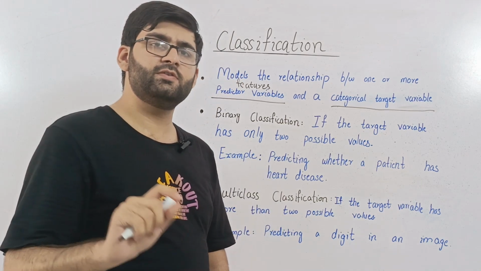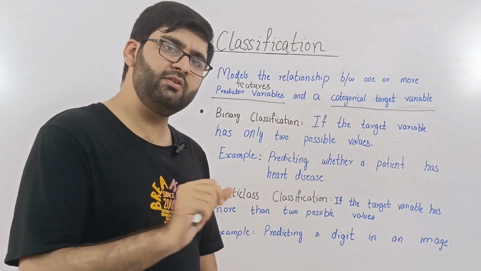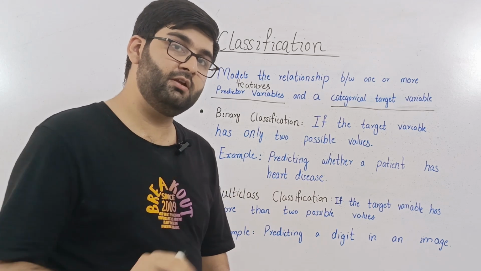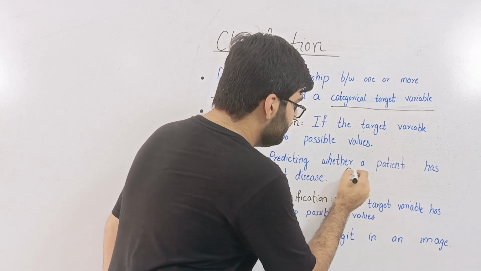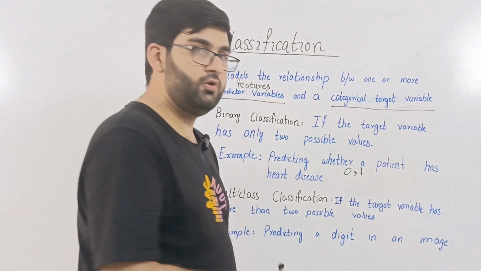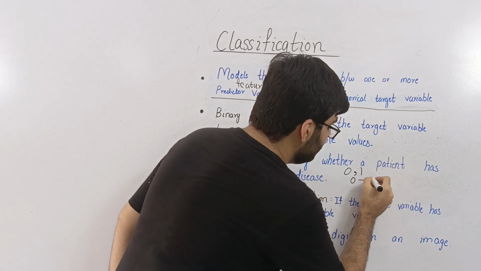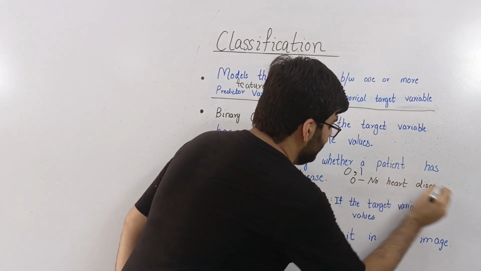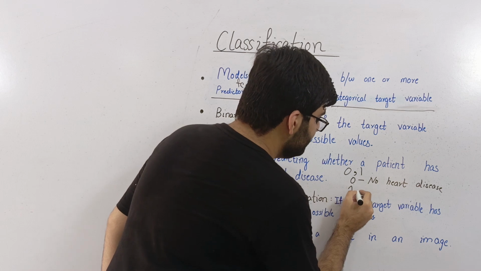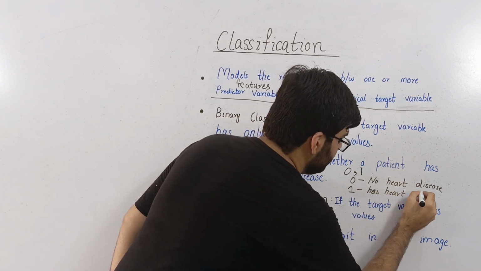In case of such type of classification, it is common to represent the two possible values of the target variable with 0 and 1. For example, we can use 0 to represent the person has no heart disease, and we can use 1 to represent that the person has heart disease.